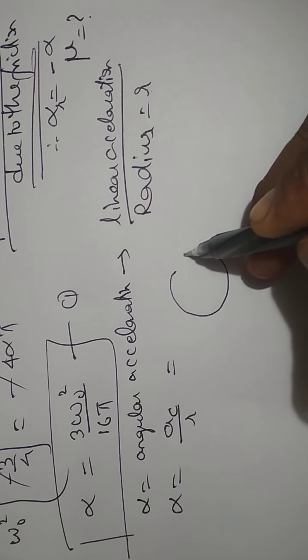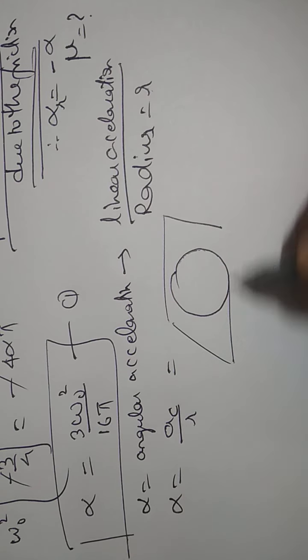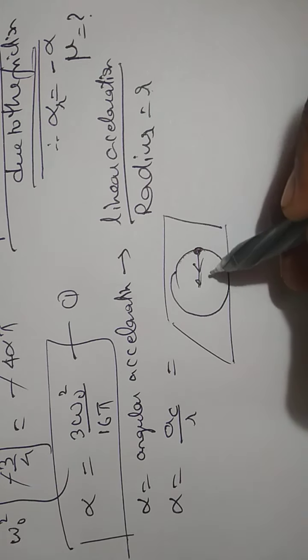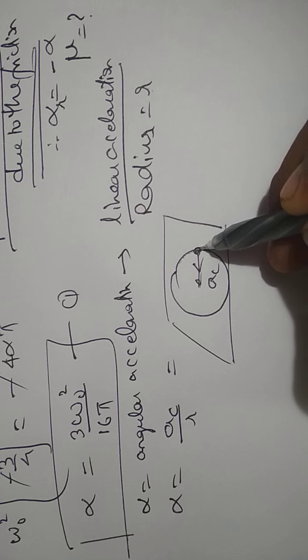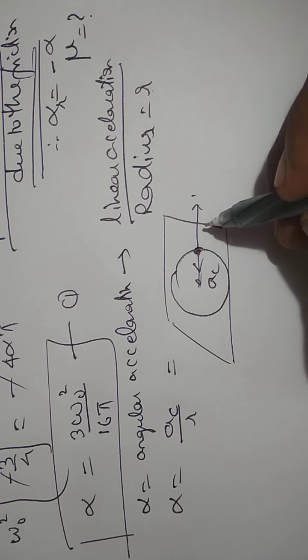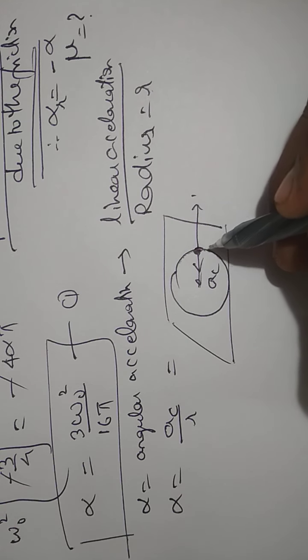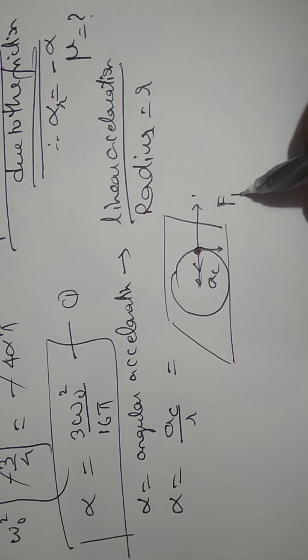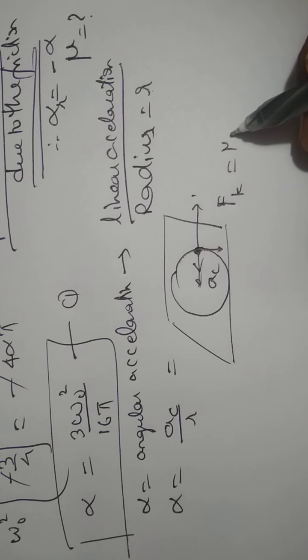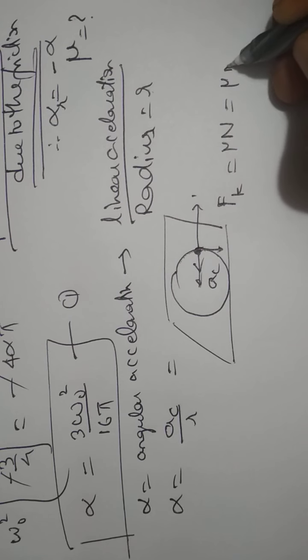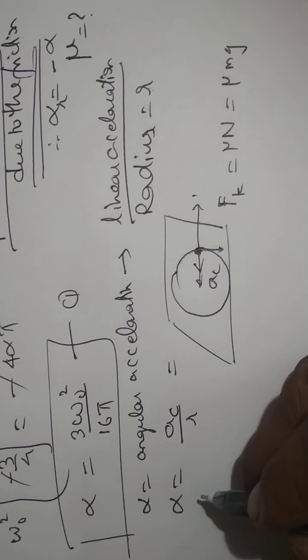When a body is rotating horizontally on a table like this, the centripetal acceleration which is pulling it inside, AC, must be counterbalanced by centrifugal acceleration, but that doesn't happen here. So some other force should be there. What is that other force? It is the frictional force. What is frictional force? Fk. It is nothing but mu into the normal reaction. What is the normal reaction here? Simply it is mu into mg. That's it. So here we're going to substitute that.